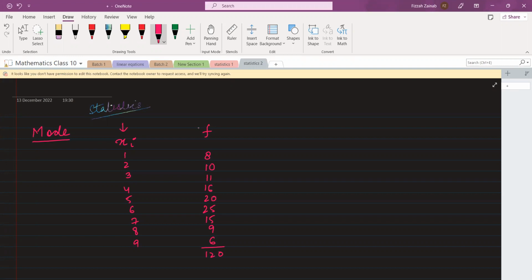For example, as you can see, the highest frequency is of this, right? This is the highest frequency, 25. So the mode of this data is equal to 6. I mean, this is your data, right? This is just its frequency, but your actual data is your xi. So out of your xi, the value 6 is the mode of this data. Understand?